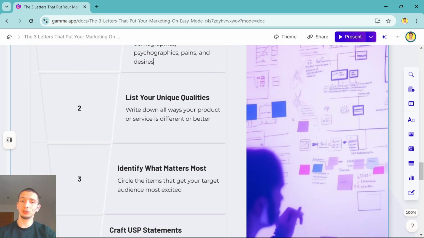Secondly, you need to list your unique qualities. Literally sit down, pen and paper, write down one all the way through to 20, and come up with 20 different ways that your product or service is different or better. Then once you've done that, sit down for another 15 minutes and try to come up with some more. It's going to be difficult, it's going to be tough, I know, but it's so worth it in the end because you'll be surprised about what your brain comes up with when it's put under the pressure of creativity.